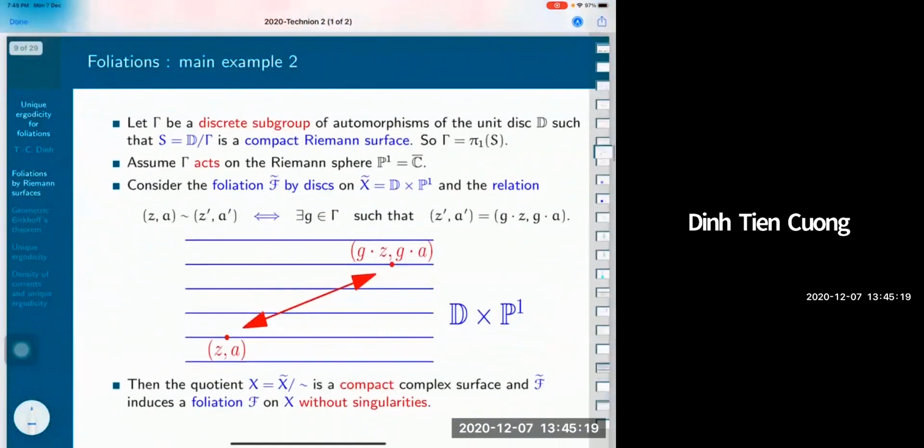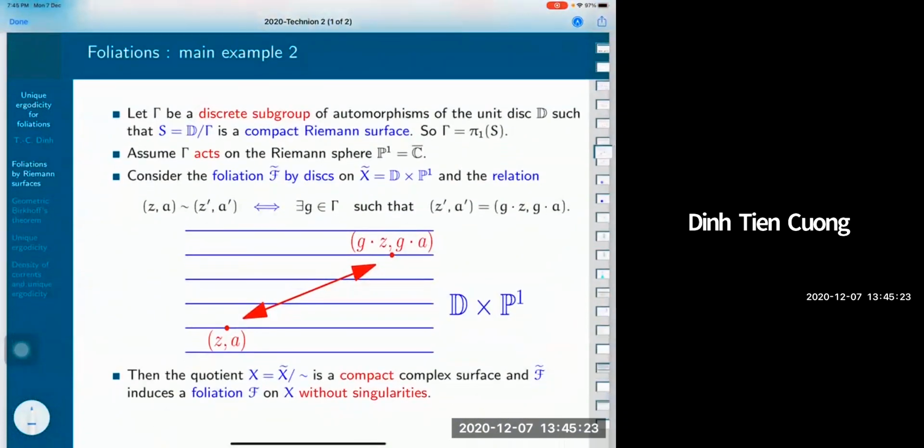Okay, so here is a second family of examples, which is also interesting. You consider some compact Riemann surface S, which is D mod gamma, where gamma is the pi1 of S. Gamma is a group, and you can identify gamma with a group of automorphisms of D. So the action on D, you can extend it to an action on P1, the Riemann sphere.